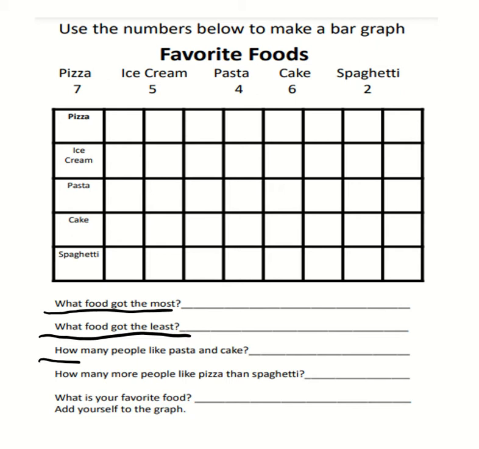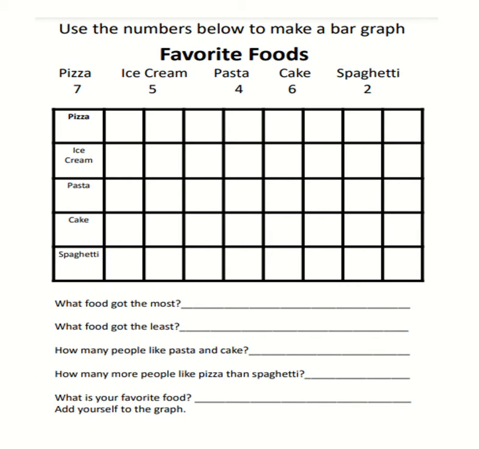How many people like cake and pasta? So that means you're going to be doing a little bit of addition here, boys and girls, or you can just count all the boxes. It says how many more people like pizza than spaghetti. So you're going to have to compare the two. Take a look at pizza, take a look at spaghetti, and see which one has more. Then I want you to count how many more boxes that one has. And on the last one here, boys and girls, it says, what is your favorite food? And add yourself into the graph.